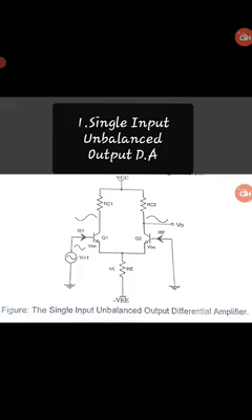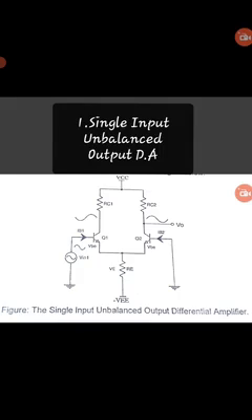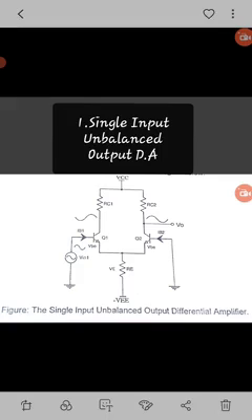The unbalanced output will contain unnecessary DC content as it is a DC coupled amplifier. Therefore, this configuration should be followed by a level shifter transistor circuit. And in this type, the gain AD is half that of the balanced output type.